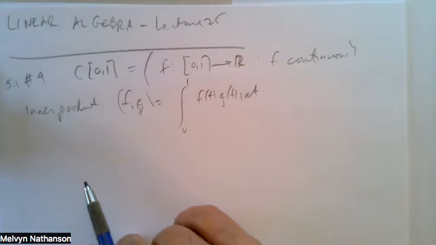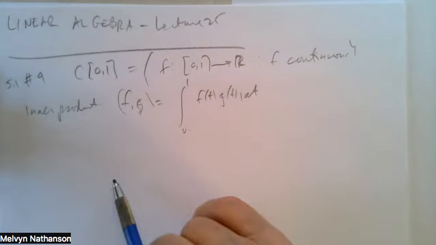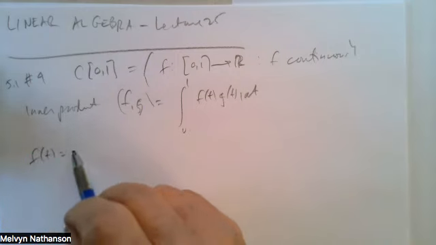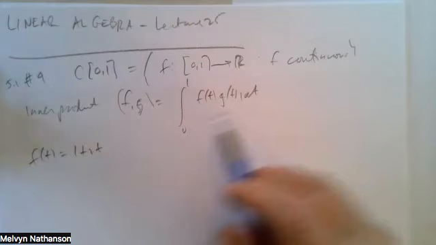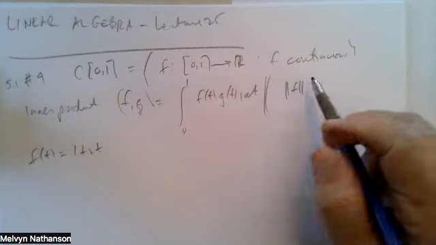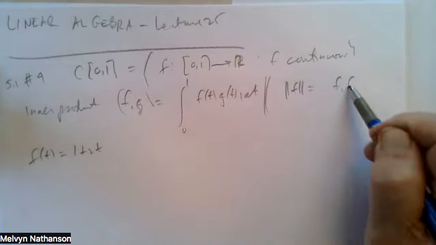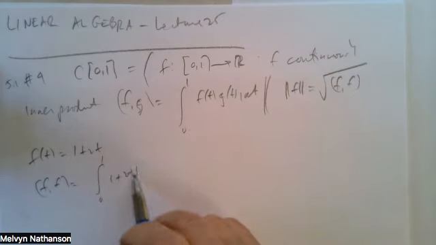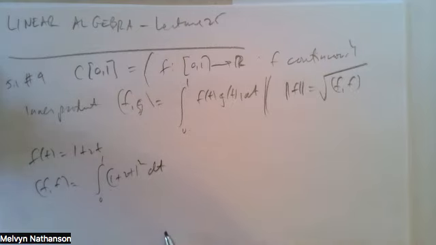So we have, for example, the function f of t equal to 1 plus 2t. The length of a vector is just the inner product of the vector with itself, and you take the square root of that. So here, this is our vector, this function. What is the inner product of f with f? It's the integral from 0 to 1 of f of t times f of t, that's just 1 plus 2t squared dt.